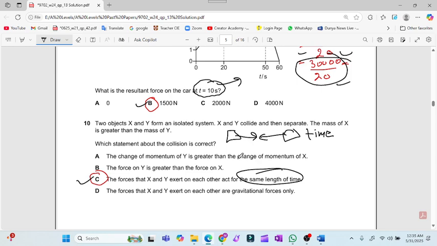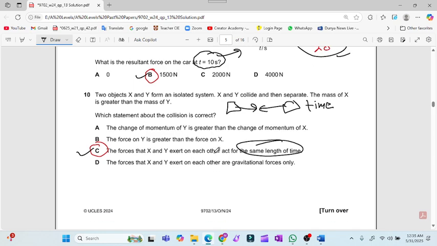After that, question number 10: two objects X and Y form an isolated system. X and Y collide and then separate. Whenever two objects collide with each other, the time of contact during which they apply force on each other will remain the same. It means that they will apply the same force when they have a head-on collision. So the forces that X and Y exert on each other act for the same length of time. That is the correct statement related with the collision. So option C is the valid option.